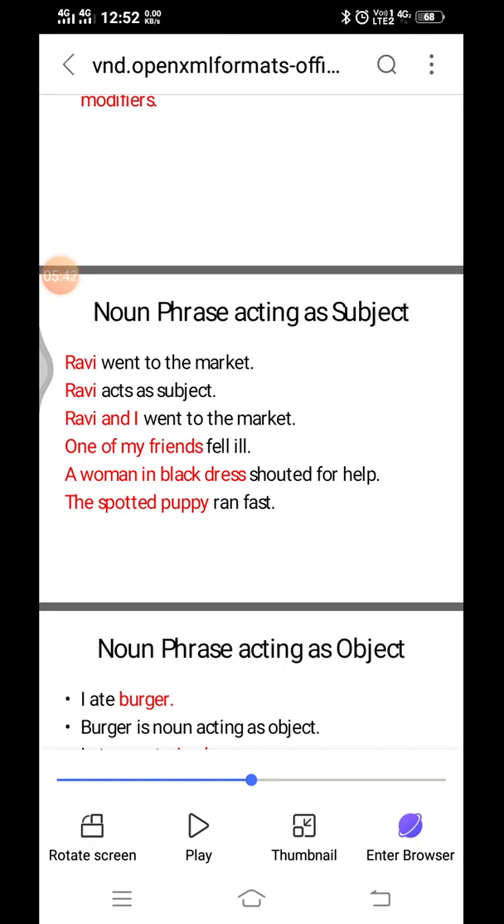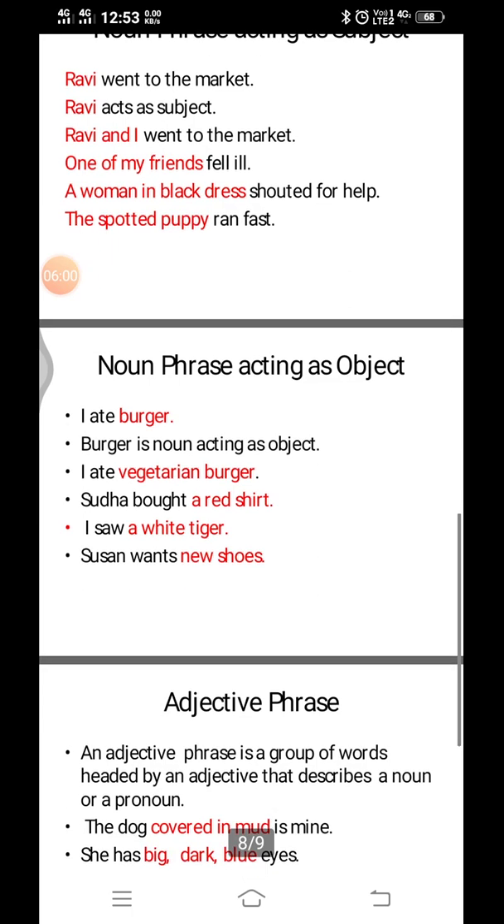So, a noun phrase acting as a subject is a group of words that act as a subject. Now, a noun phrase can act as an object also. Now, how to find an object in a sentence? Like if I say, I ate burger. I is the subject, ate is verb, and burger is object.